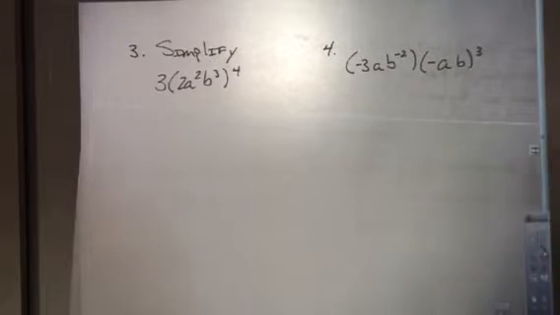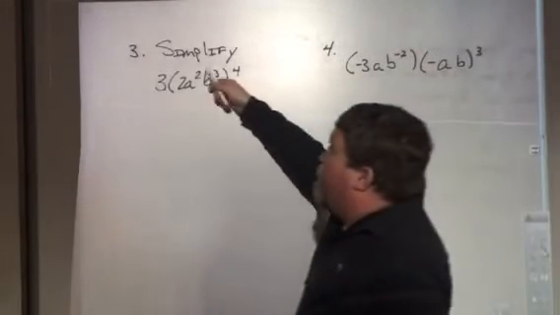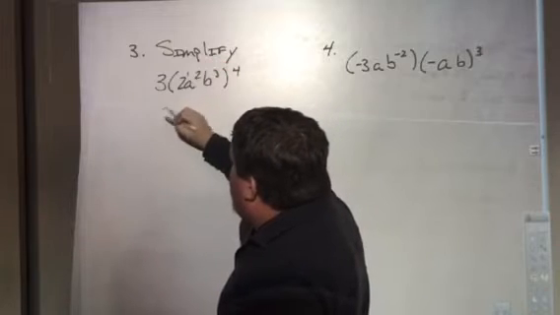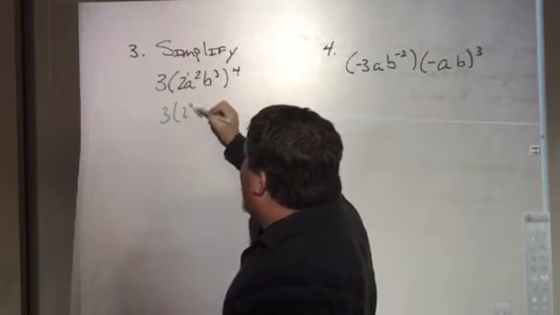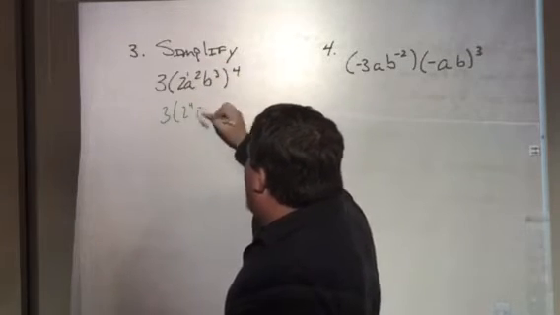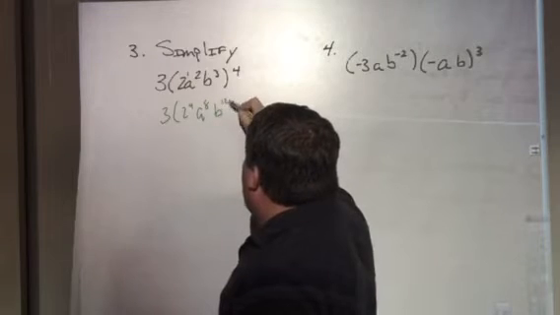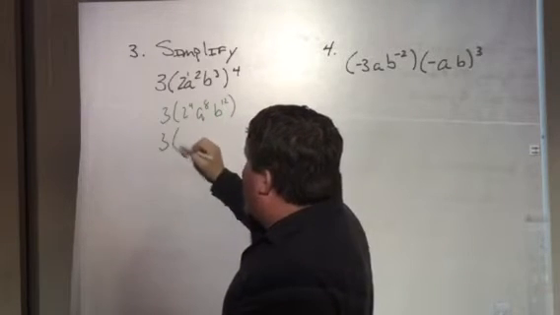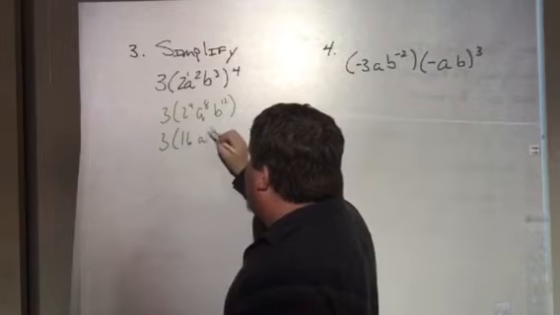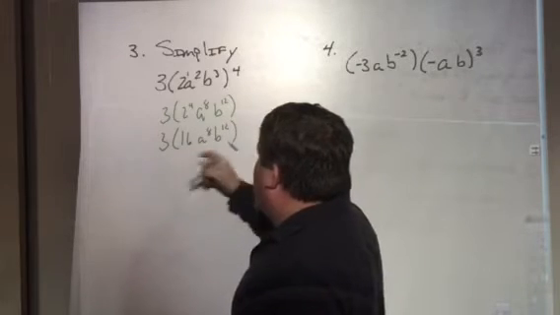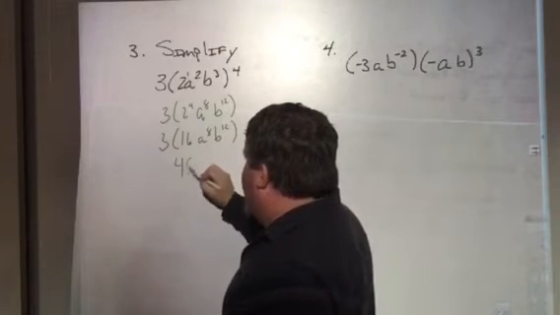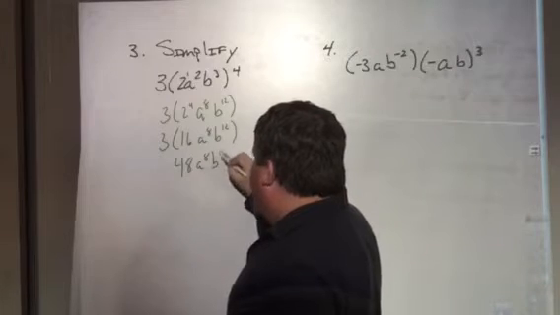On number 3, we've got to do this power to power. Remember, there's an understood 1 here. So 3 times 2 to the 4th power. Power to power, we multiply. a to the 8th, b to the 12th. 3 times 2 to the 4th power is 16. a to the 8th, b to the 12th. 3 times 16 is 48. a to the 8th, b to the 12th.